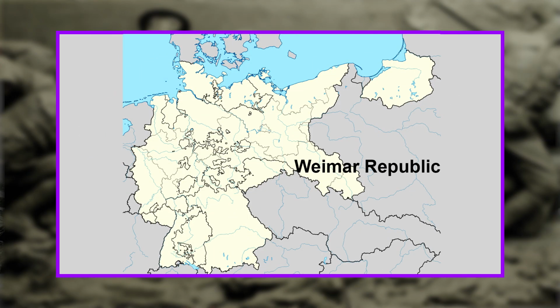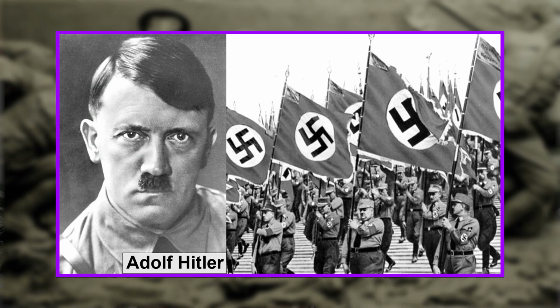This treaty was signed by the post-war government known as the Weimar Republic. The German people resented the Weimar government for accepting this treaty, which contributed to the rise of the fascist Nazi party and Adolf Hitler. Now, coming to another important factor, which is economic downturn.